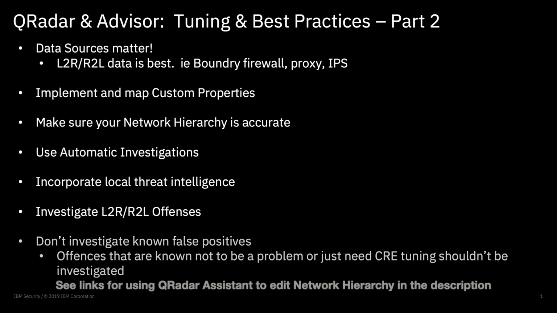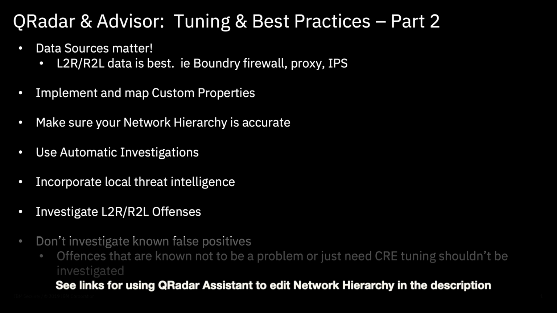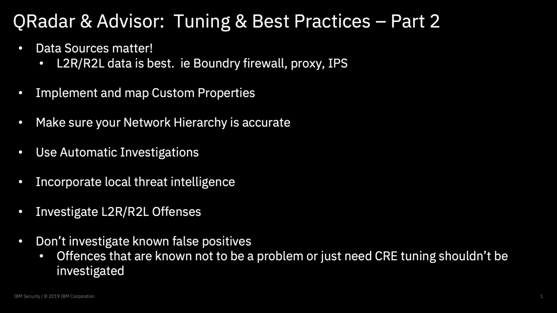And to go with that, the third bullet down here is make sure your network hierarchy is accurate. Because if you don't have your network hierarchy mapped properly, QRadar itself is not going to know what's local, and it's going to think that things are potentially going remote to remote. So if you ever see an event or a flow that's designated remote to remote, then obviously you have to fix something in your network hierarchy. So it's very important to do that.